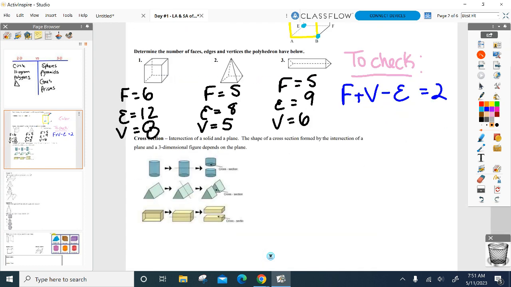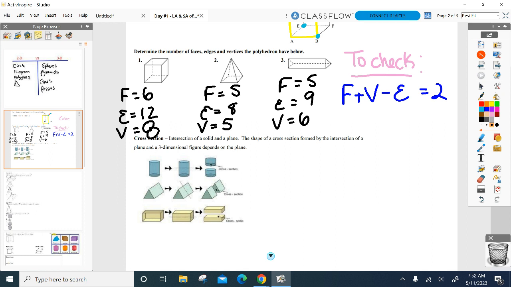Cross section. All right, cross section. Here is how a cross section is formed. You take any polyhedron, and we're going to slice it up. Okay, we're going to slice it.